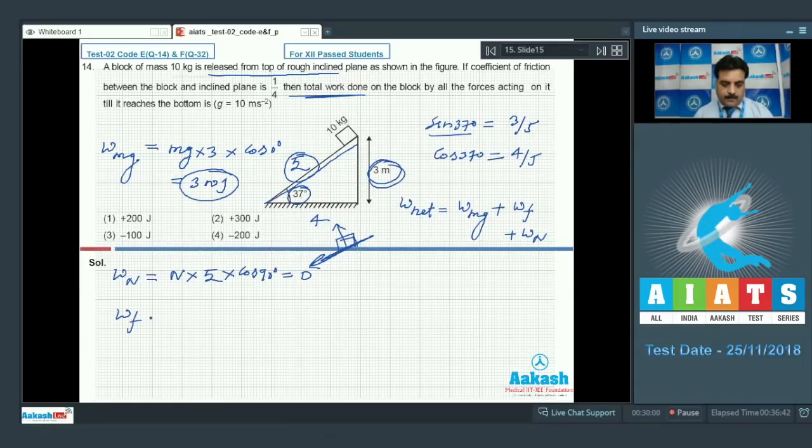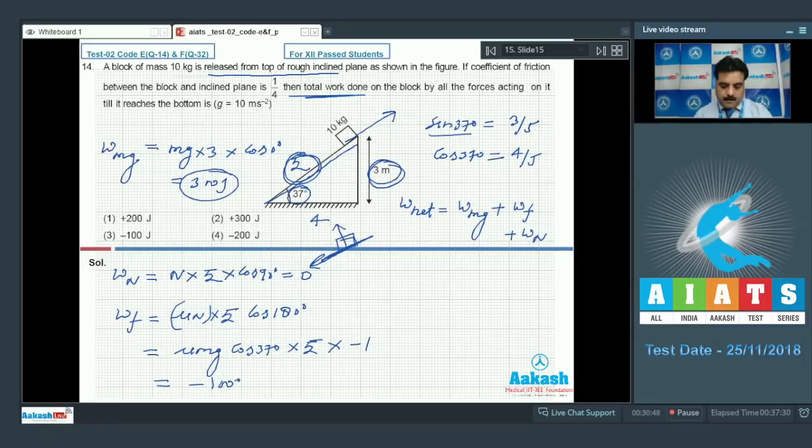And now if I go for work done by friction force, first I will write the friction force mu into N. Second is displacement, that is 5. Friction force will act on the right side, because friction force opposes the relative motion. So mu N into 5, and I need cos theta, that is 180 degree, as I said. So when I place the values, mu mg cos 37, where mg cos 37 is the normal force, into displacement 5, cos 180 is minus 1. You will get minus 100 joule.